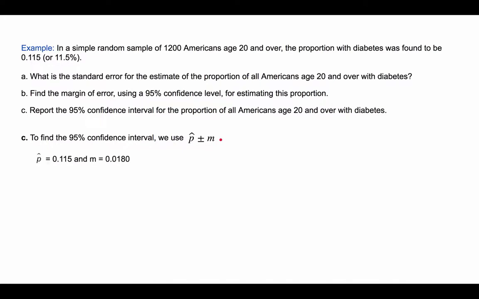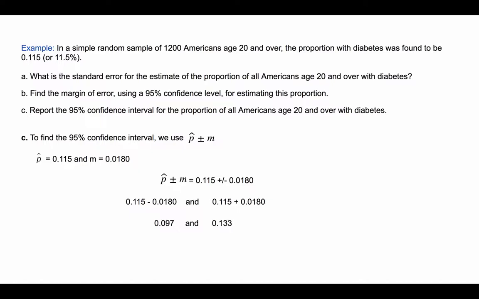We write down what the numbers are to make sure we use the right ones. So p hat is given, 0.115, and then m we found in part B. And then what we do is we take p hat, and then we both add and subtract the margin of error to get two different numbers. In other words, I'm going to take 0.115 and subtract 0.0180. And then I'm going to take 0.115 and add 0.0180. So you add and subtract the margin of error to p hat. Type those into your calculator and you end up getting 0.097 and 0.133.